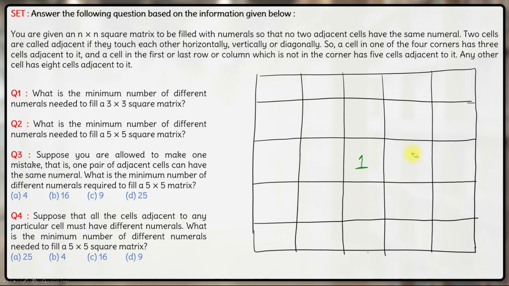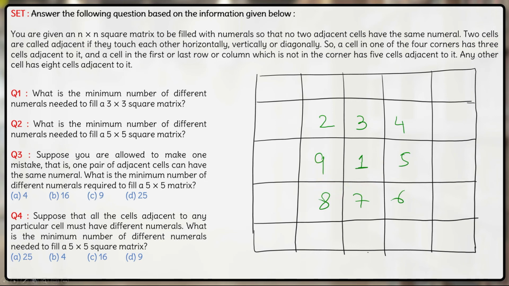Okay, so let's see what to do here. All these 8 cells should have different numbers, and none of them should be 1. So let's fill these with 2 3 4 5 6 7 8 and 9. So now you see, none of the adjacent cells are the same, nor do the cells adjacent to 1 have the same numeral, right? All these 8 cells have different numerals. So how many numbers are required so far? 9 numbers are required so far.